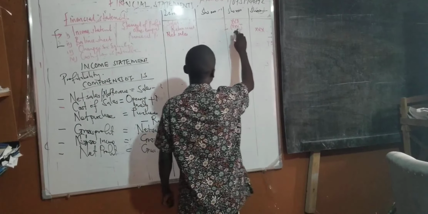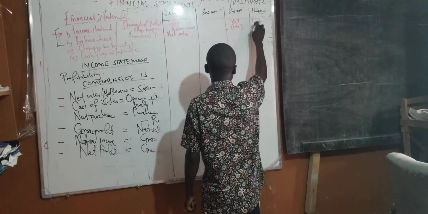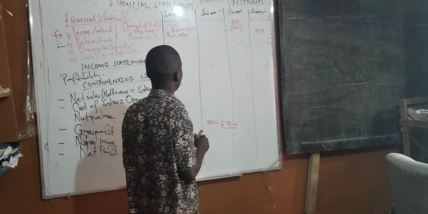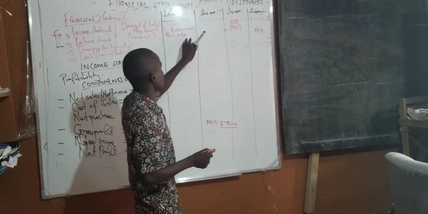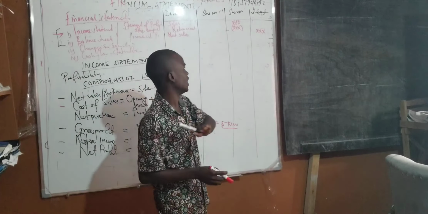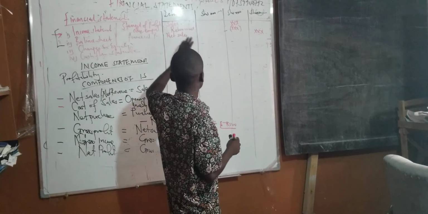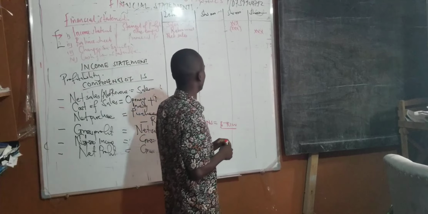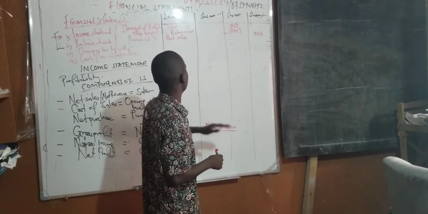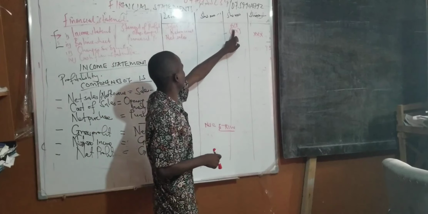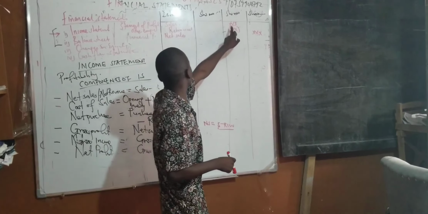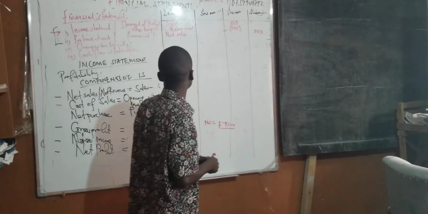But as you advance, you'll be putting this value straight here. No need of writing the net sales column. But for purposes of learning, let's put it here. So now the first formula is used. The first formula is done. Sales minus return inwards equals net sales.